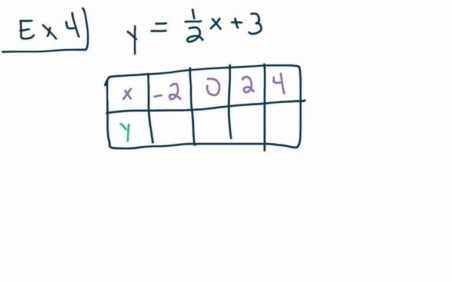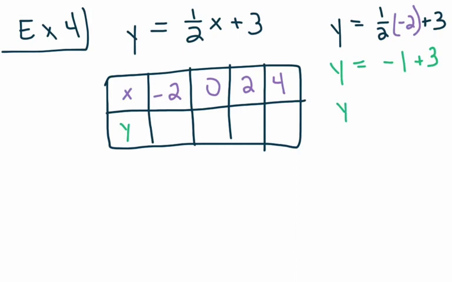So same steps as before, copy down our equation. And then I'm going to substitute each of these x values one at a time in for x here. So first, I'm substituting negative 2 in for x. So I have y is equal to half of negative 2 is going to give me negative 1 and bring down the plus 3. Negative 1 plus 3 gives us positive 2. So our first y value is going to be 2.